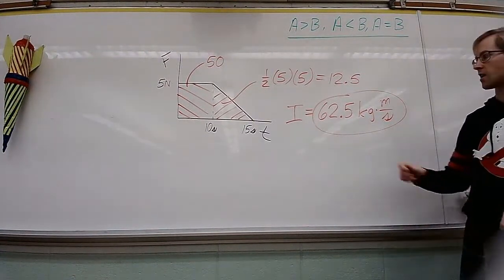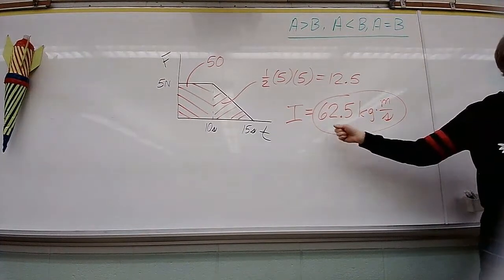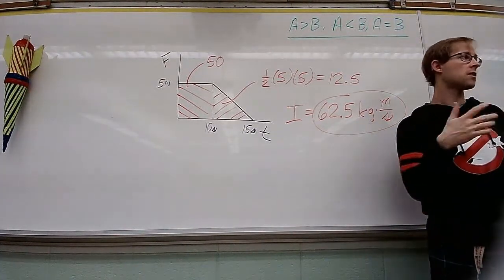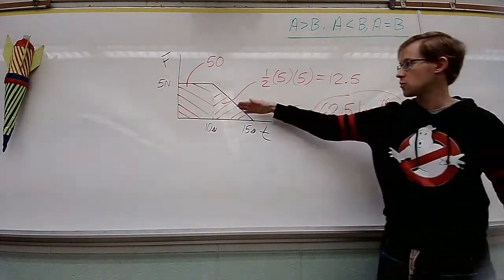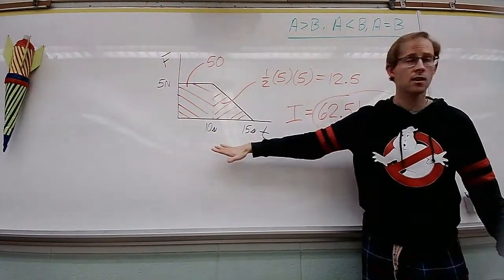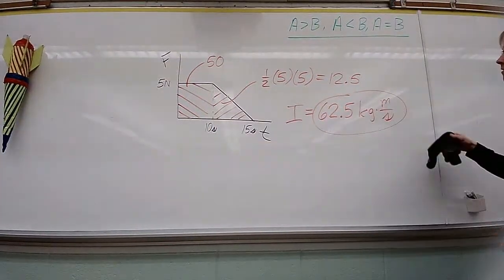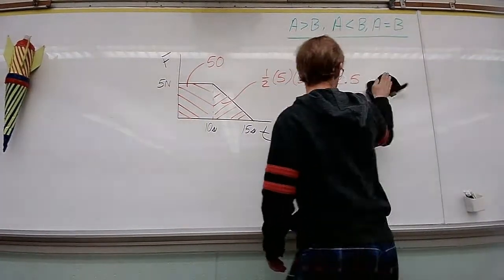You can have a negative impulse in the same way that you can have a negative momentum or a negative change in momentum. So if this would be below the 0 point, you could have negative values here. Make sure you're aware of that.